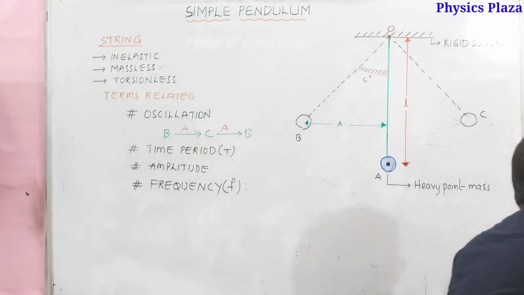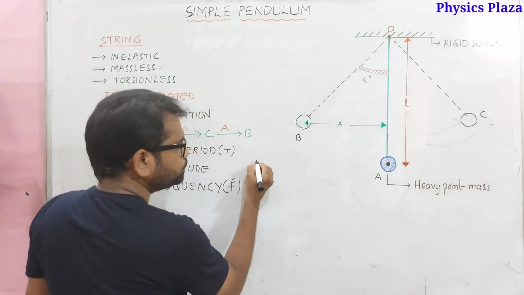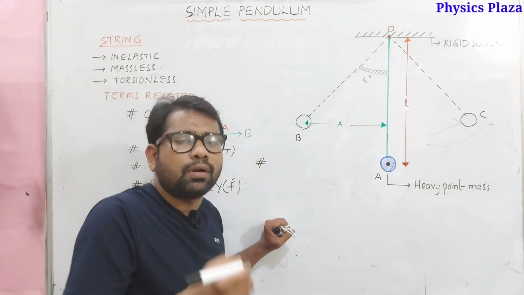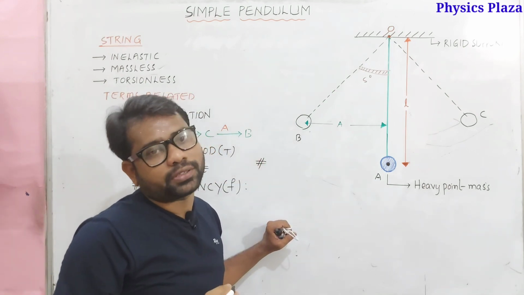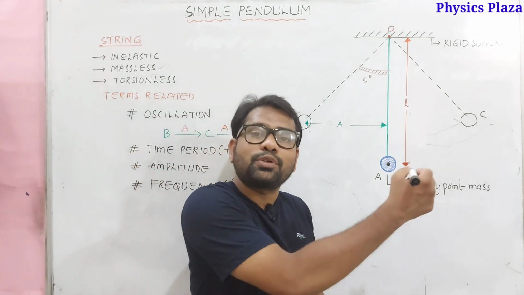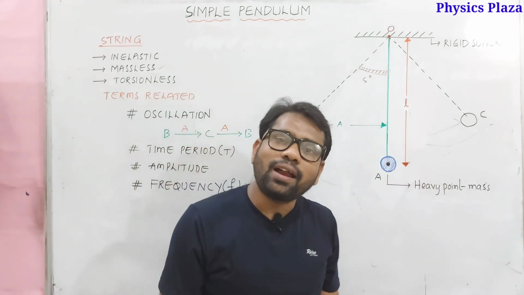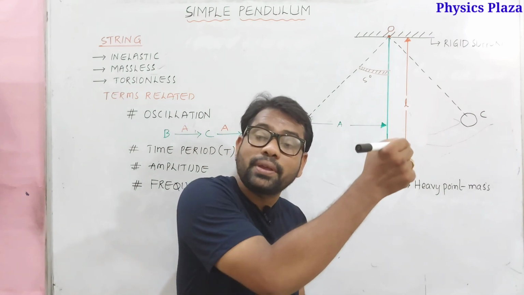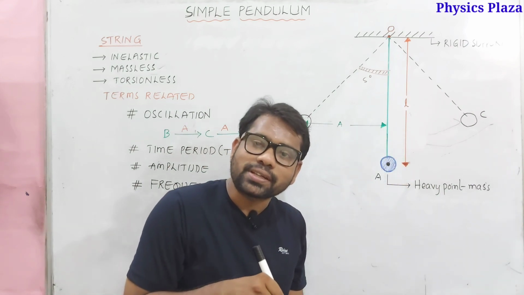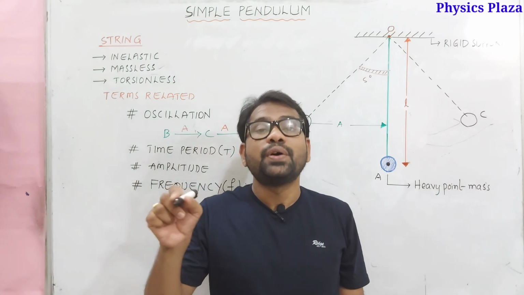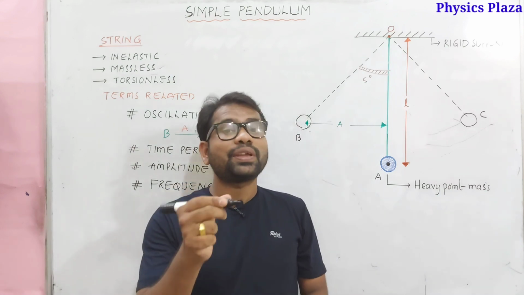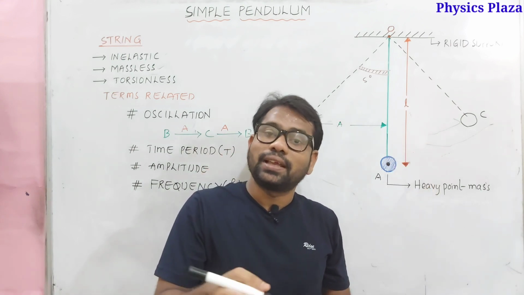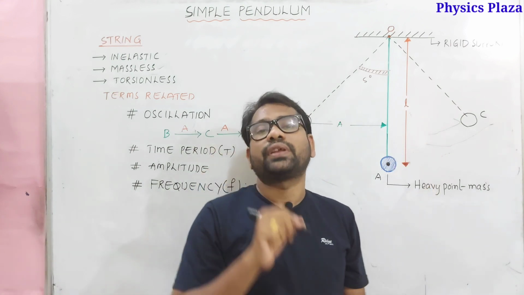Dear children, one very important thing is that if length is more, more time it will take to complete an oscillation. As it is taking more time to complete one oscillation, it cannot make more number of oscillations. Which means more the time period, less number of oscillations. Less number of oscillations means what? Frequency. So we can say that more the time period, less the frequency. Less the time period, more the frequency.